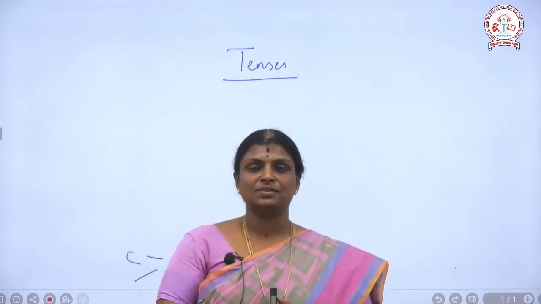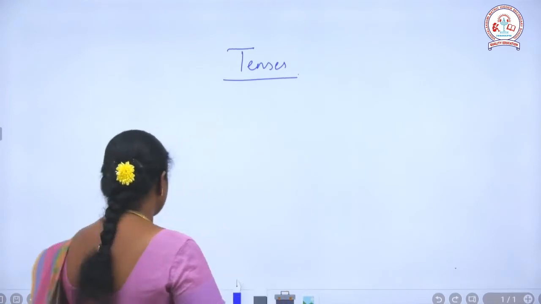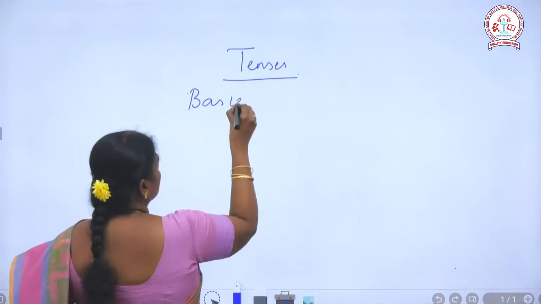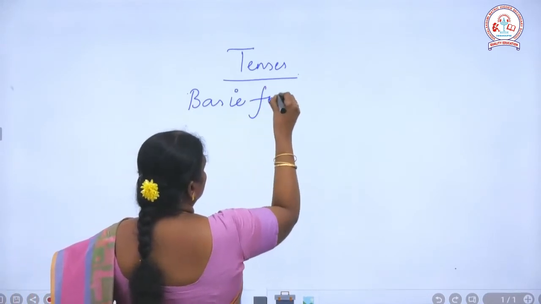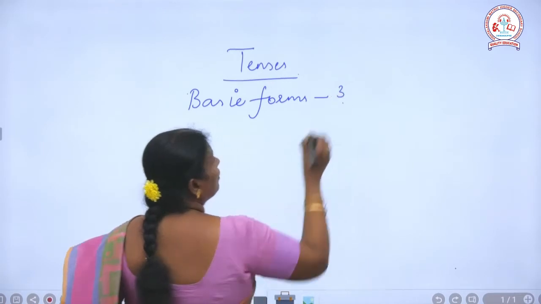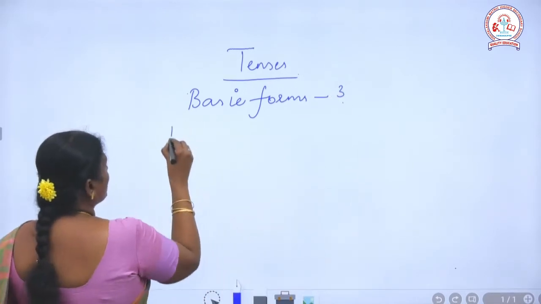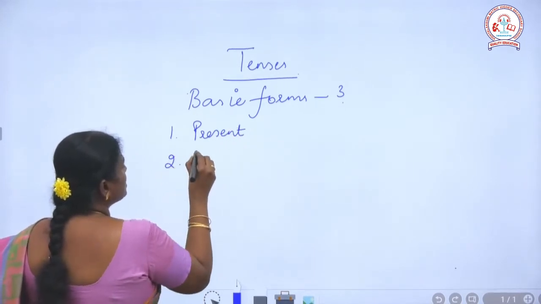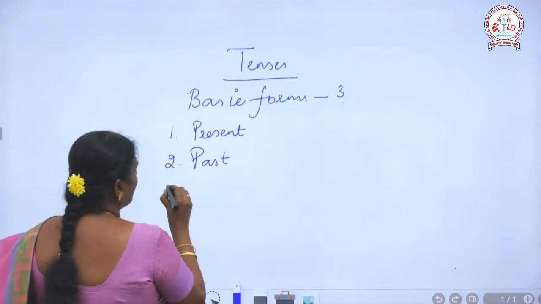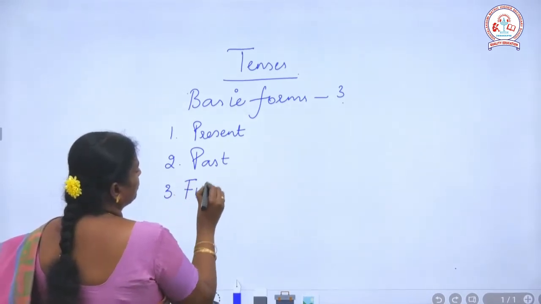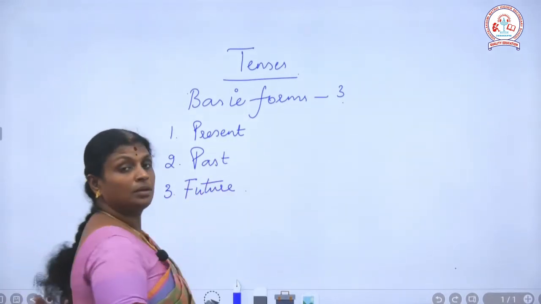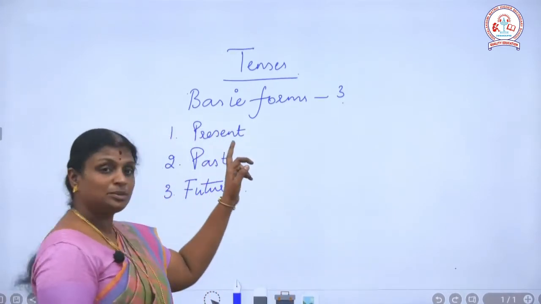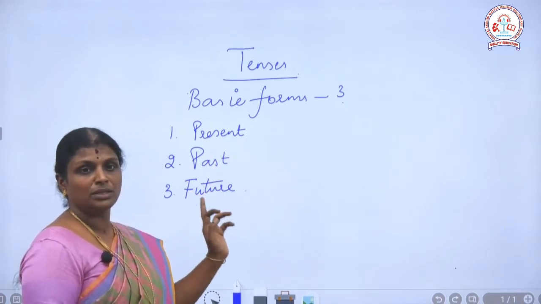In these tenses we have three basic forms. First one is present, second one is past, and third one is future. See, we have three basic forms in tenses. One is present, another one is past, another one is future.